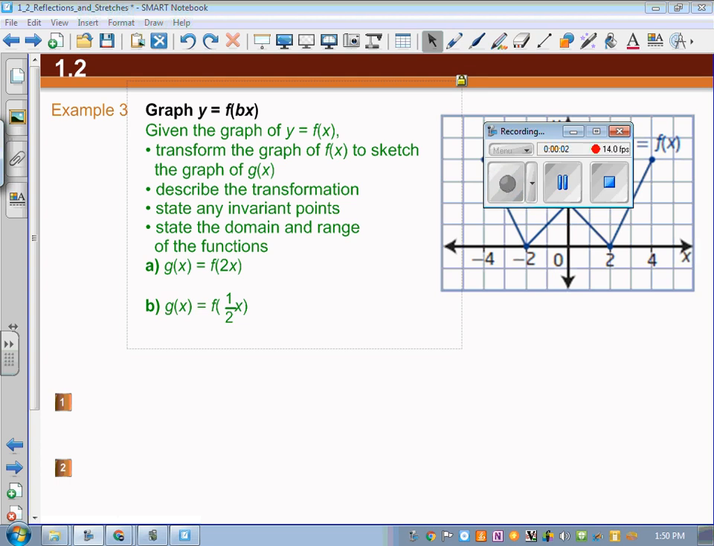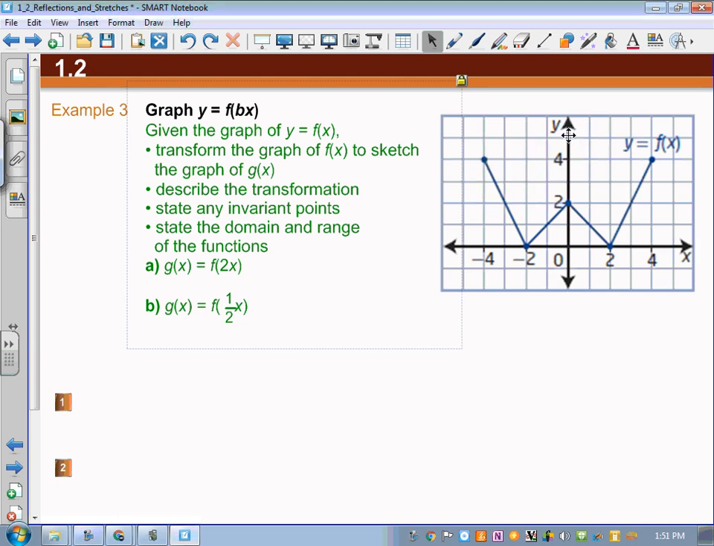Okay, example 3 from 1.2. Really similar to example 2, except the key difference here is if the parameter, or the coefficient, is attached directly onto the x, then it is a horizontal stretch, not a vertical stretch. And that's certainly within the general function form, and we're going to look at that a lot more in detail in 1.3. So we're going to do this a through b.